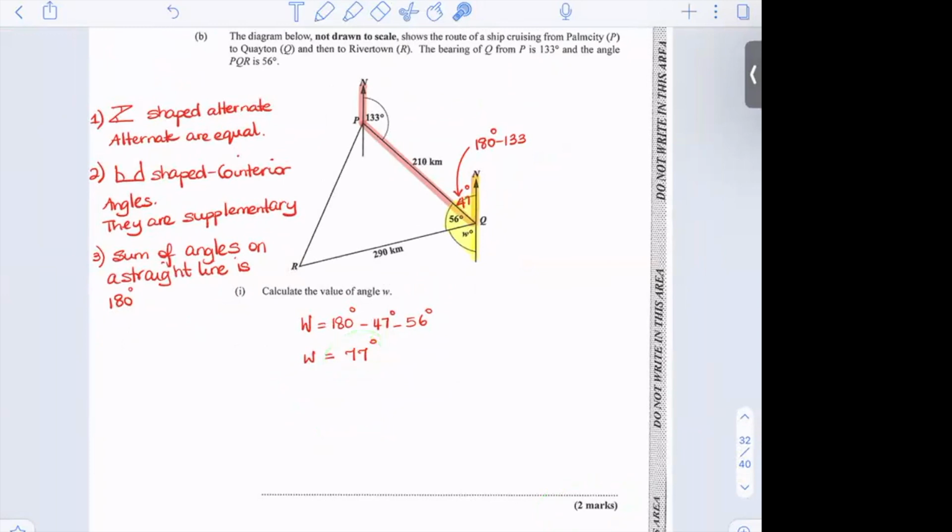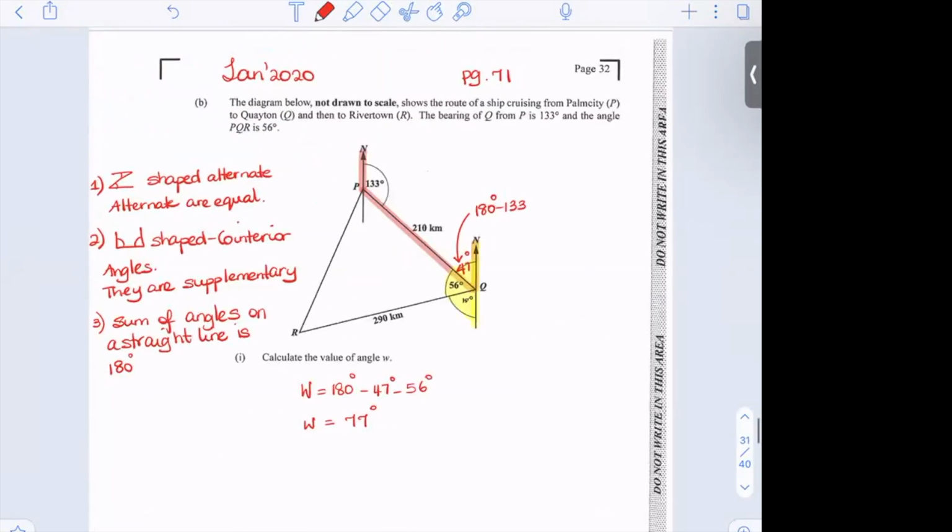For 2 marks, you were supposed to find, you know why it is 2 marks? Because you have to find this 47 in order to find W. So you get 1 mark for working out this. You get 1 mark for W. That is why this is worth 2 marks. All right?